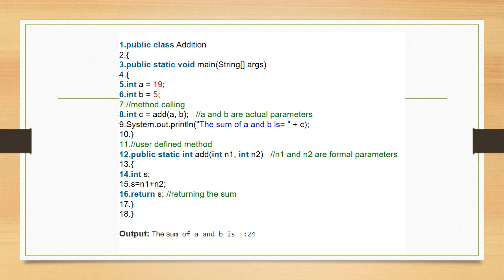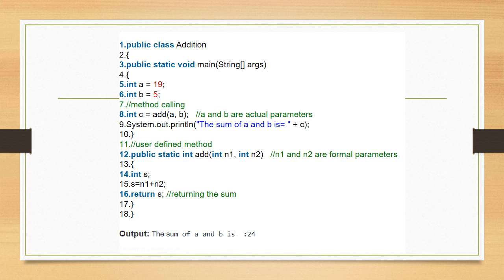So here n1 and n2 are the formal parameters. When we define the function, the list of parameters in the function heading are the formal parameters. n1 will take the value of a and n2 will take the value of b. Here in S we have calculated n1 plus n2 and return S. Now where will the value of S go? Return S, the value will go to C.